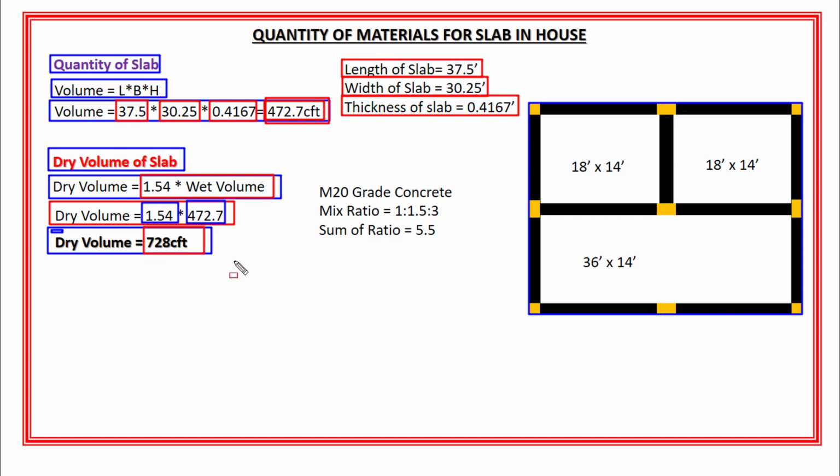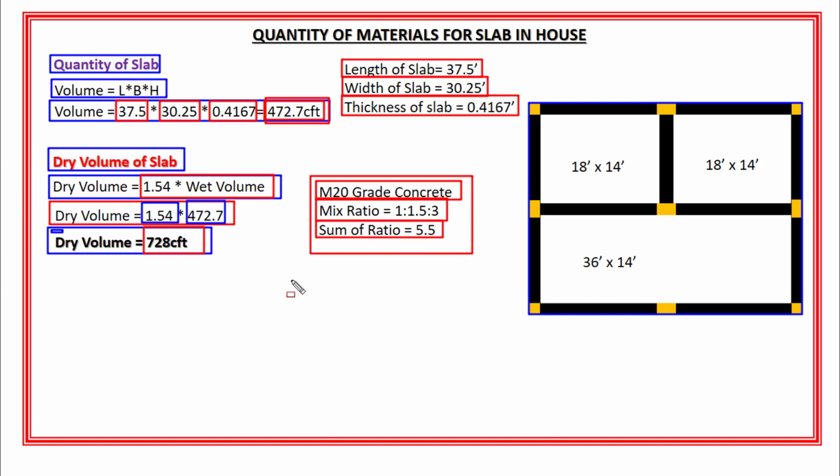Now let's talk about which grade of concrete is used for the slab construction and what is the mix ratio of that particular concrete grade. So for this particular slab, M20 concrete grade is used, and we know that the mix ratio of M20 concrete grade is 1:1.5:3, and the sum of ratio is 5.5. Okay, now I have the wet volume of slab, dry volume of slab, and also I have the grade of concrete as well. So I think now I am ready to finally calculate the quantity of materials for slab, right?